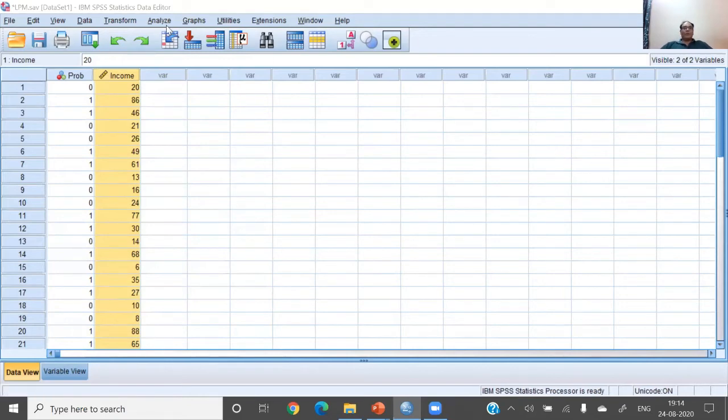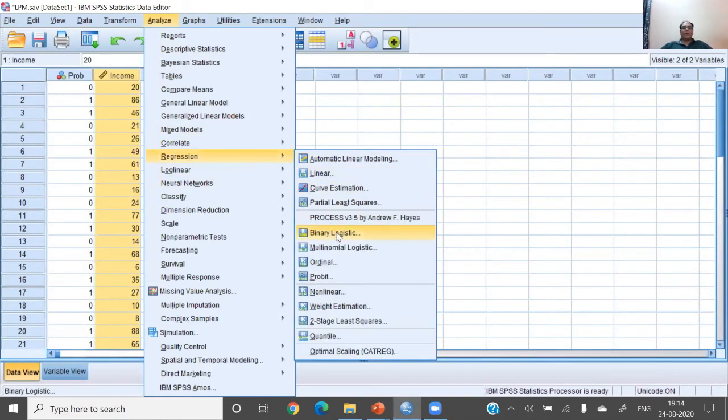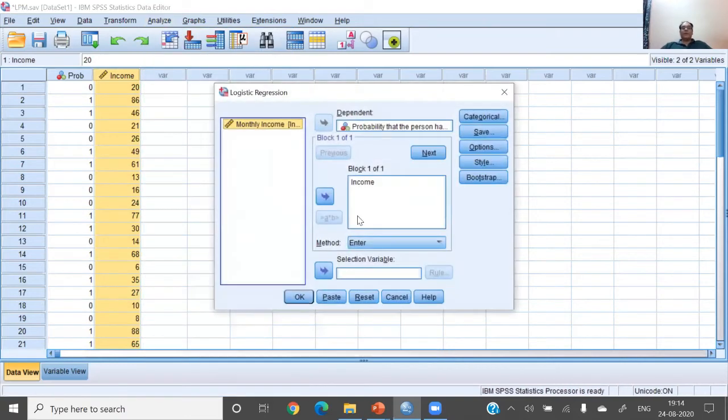Go to Analyze, Regression, and it is binary logistic. In this case, we have probit also, multinomial logistic also, and binary logistic also. So we are going to apply the binary logistic. In binary logistic, the probability should come in the dependent variable, and monthly income should come in the independent variable.